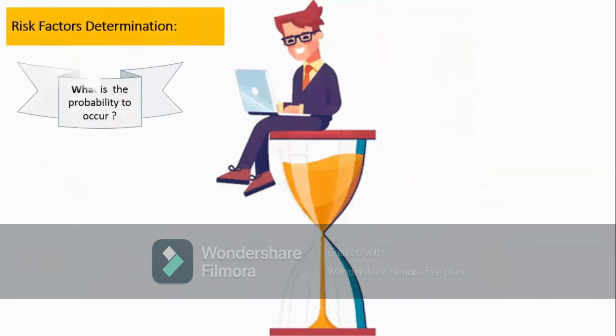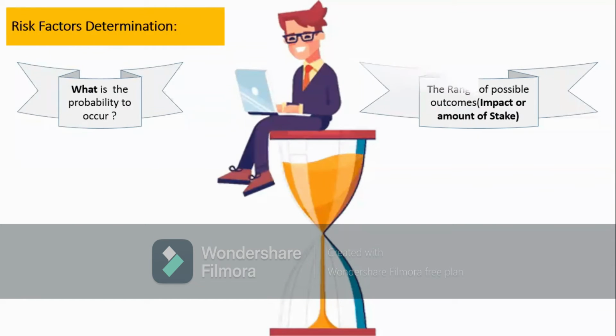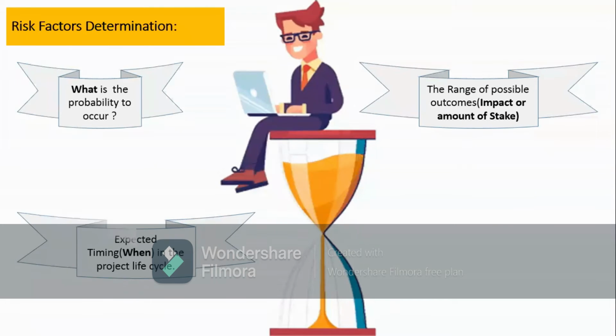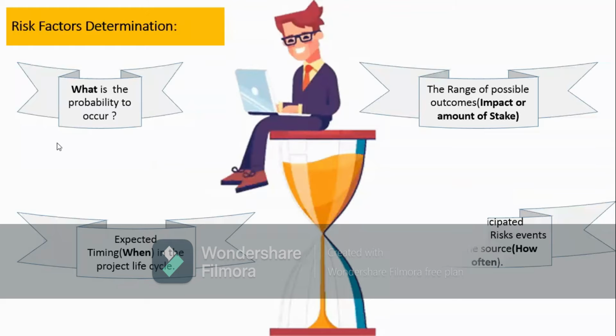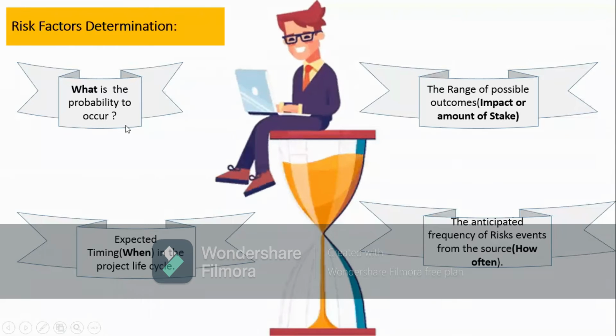The ways to determine the risk, we need to ask certain questions. What is the probability of the occurrence of that risk? So what is the percentage it's going to happen? Is it 10%, 20% that this risk is going to occur? And when is it going to happen? Is it expected to happen at the beginning of the project life cycle, at the mid-project life cycle, or at the end of the project life cycle? What is the possible range?